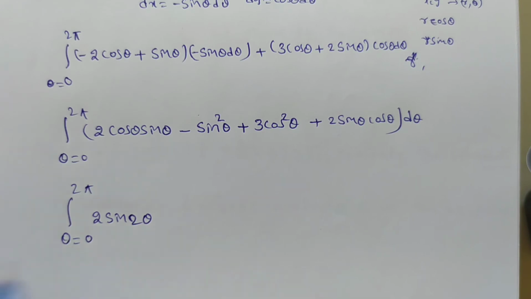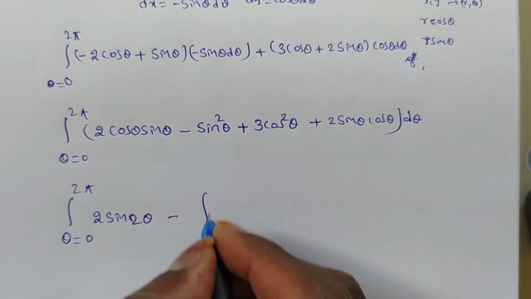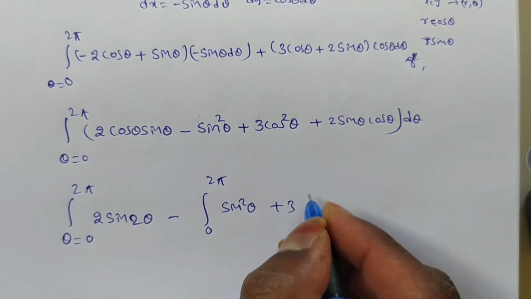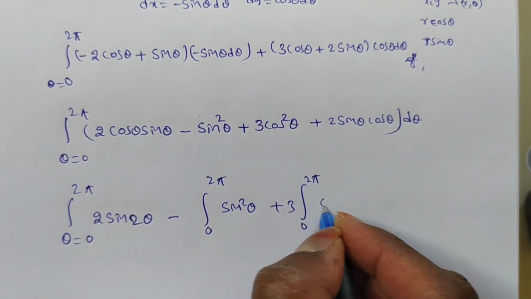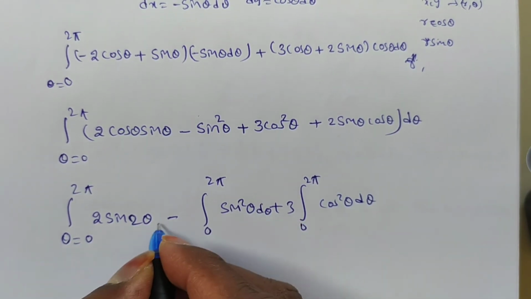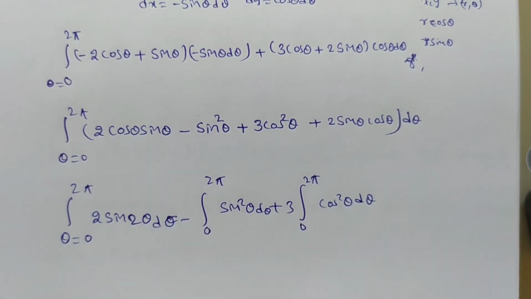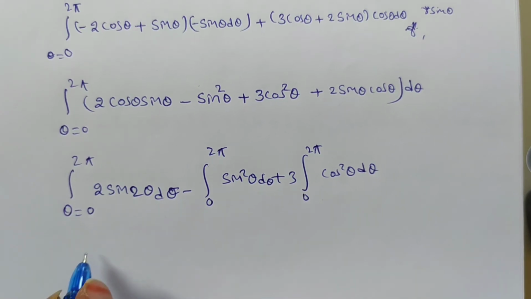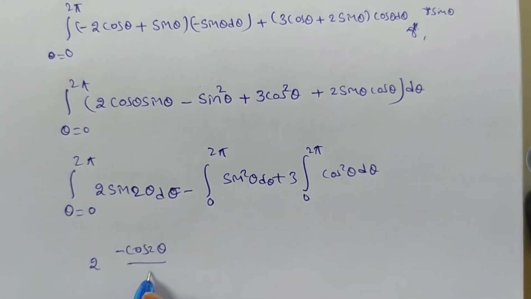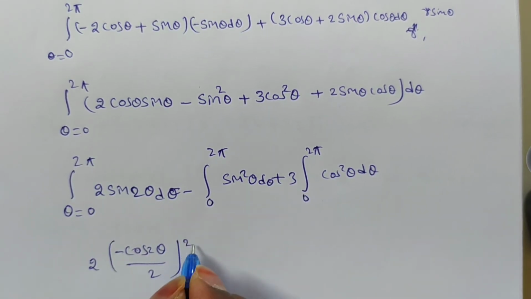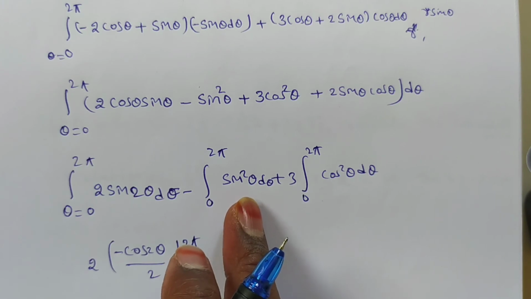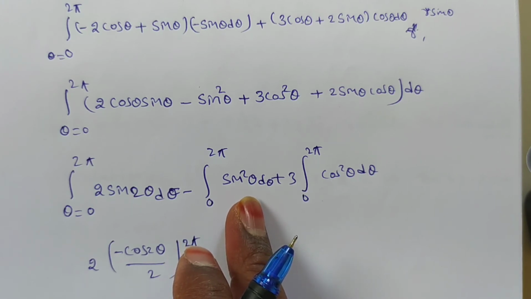So in this case we have minus integral 0 to 2 pi sin square theta plus 3 times of integral 0 to 2 pi cos square theta d theta. Here also we have d theta. Right. Now integral of sin 2 theta is minus cos 2 theta by 2, limits from 0 to 2 pi. Sin square theta is there, so this one you can do, of course, with 1 minus cos 2 theta by 2.